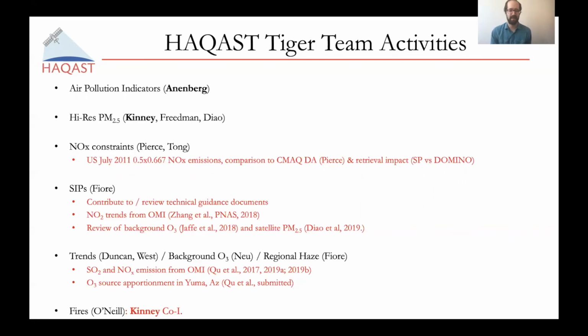They will tell you about the Tiger Team activities that they led on air pollution indicators at high resolution PM2.5. As part of HACAST, we also contributed to many other Tiger Team activities led by other HACAST PIs. A lot of our work revolved around using NO2 and SO2 observations from OMI to constrain NOx emissions. This contributed to projects looking at improved air quality forecasting, looking at providing information to SIPs, and looking at evaluation of background ozone, regional haze, and trends in air quality indicators.